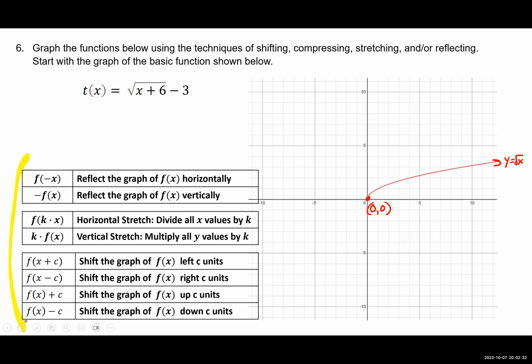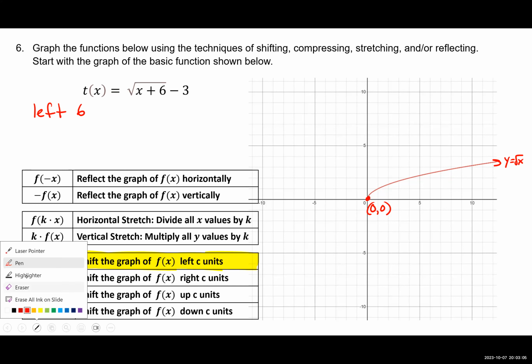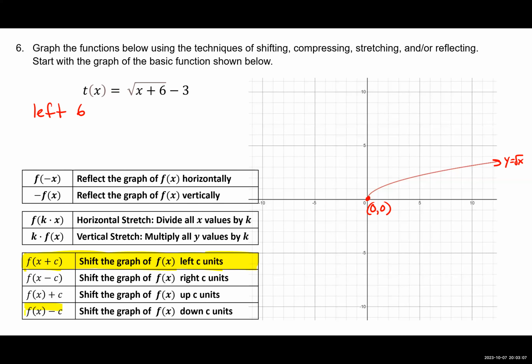So what applies to this problem? Well, we've got addition inside of the function. So we're going to be moving the graph left 6 units. Then we've got a minus 3 on the outside. So subtraction outside of the square root, so outside of the function.